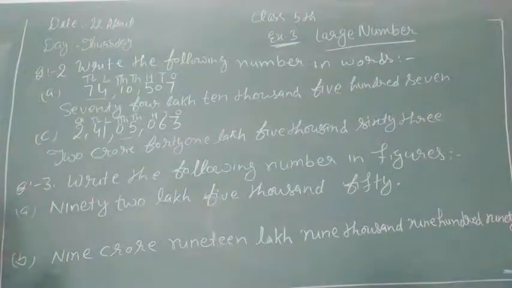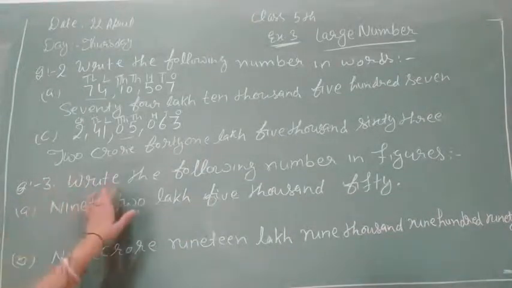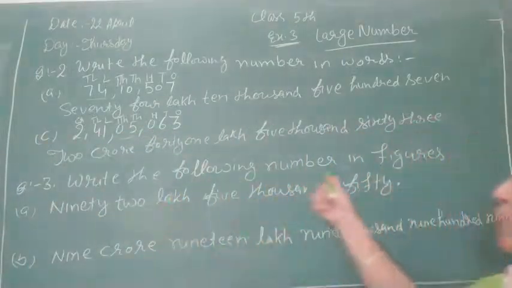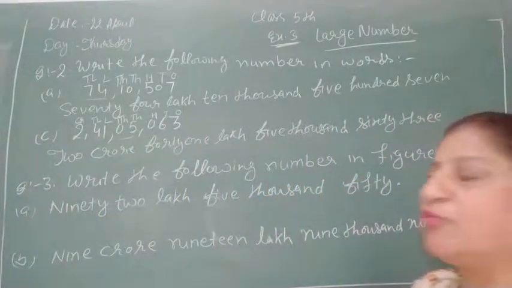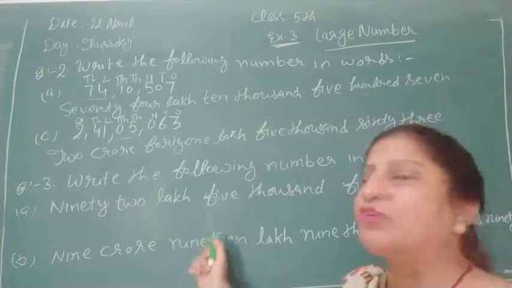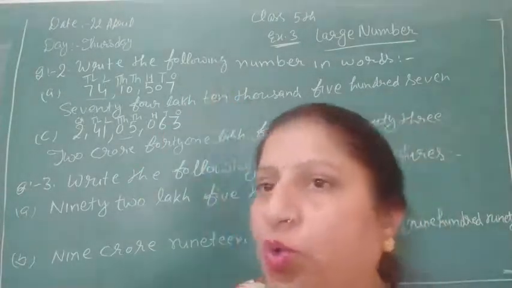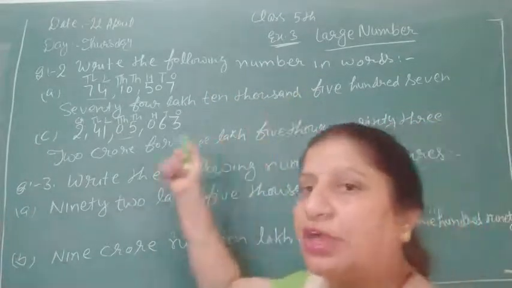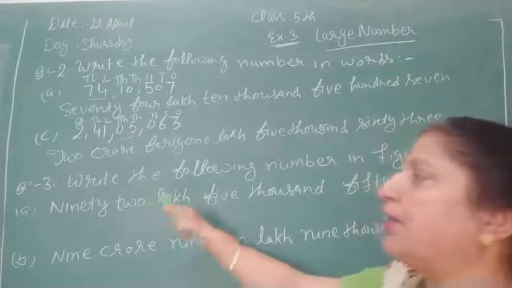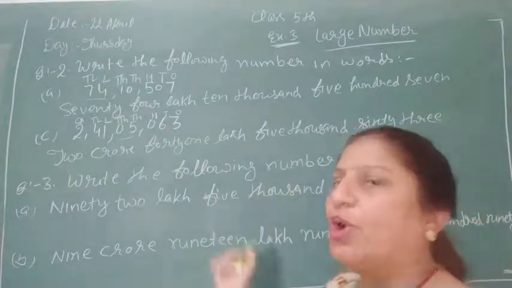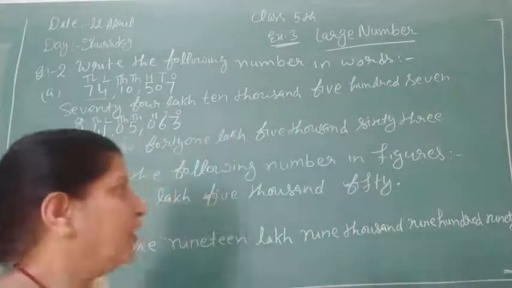Now in question number 3, write the following number in figures. You are given these numbers in words and you have to convert them into figures. This is the opposite of question number 2. In question number 2, you are given the figures and you convert them into words. But in question number 3, you are given words and you have to convert them into figures.